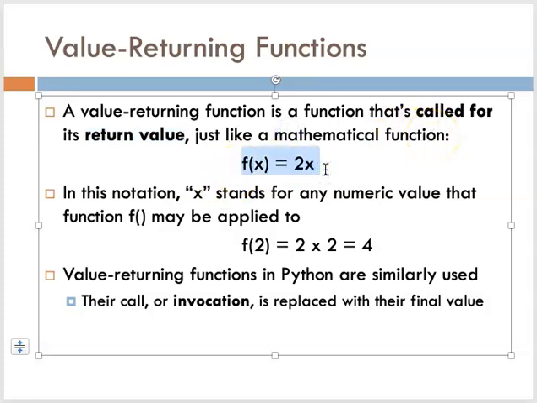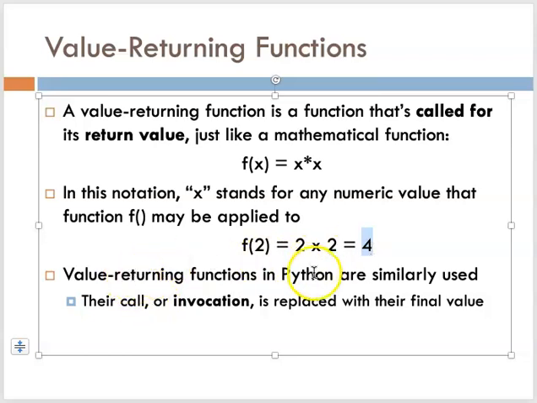So I might define a function like f of x equals 2x. Or maybe I'll just make it the previous one, x times x, make it x squared again. And in this notation, the x stands for any numeric value that the function f may be applied to. We could apply it particularly to f of 2. So in this case, x is the formal parameter and 2 is the actual parameter or argument that's passed in to that opaque box. Remember, we think of a function as an opaque box. We can think of it that way. And what it does is it squares the 2 and it calculates the value 4, and that's what's returned.